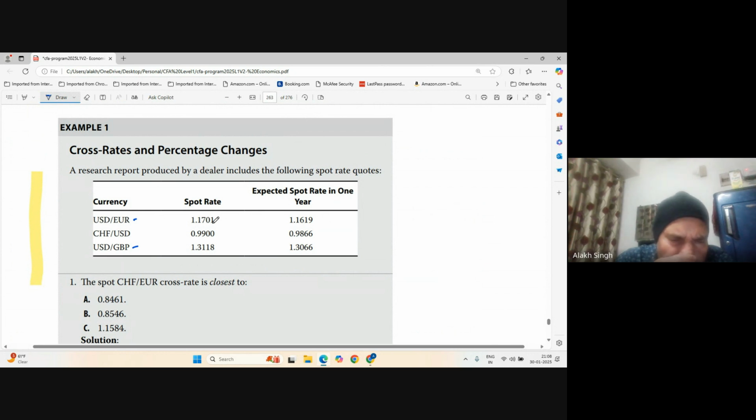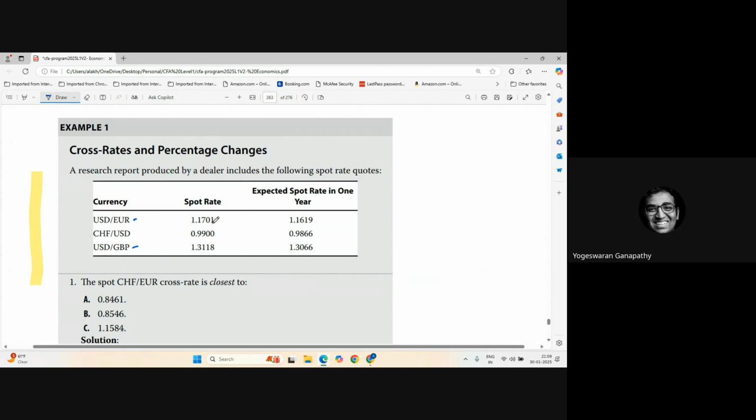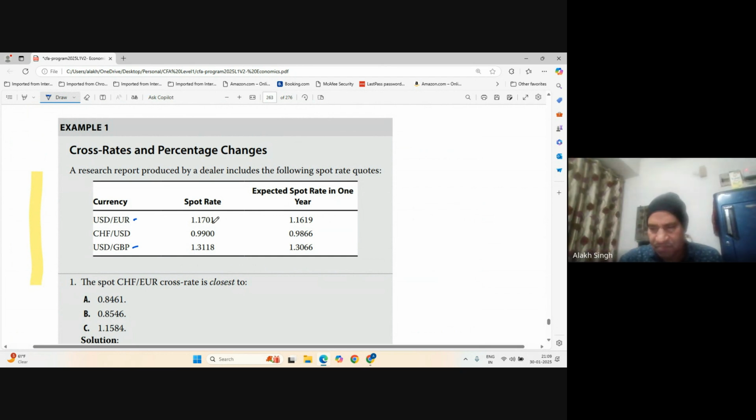So what is the price of euro? Euro price is this. How much is euro appreciating? Well, it will be the reciprocal of this. So if we do this, 1.1619, let's understand how we have done this. Dollar is depreciating from 1.17 to 1.1619. Euro is in the bottom and now euro is getting less dollar. So that means euro is depreciating. So it will be minus 0.7.